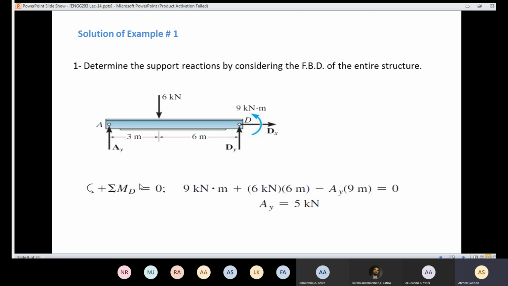But normally, we are going to calculate DX. We are going to say that the summation of Fx equals 0. You are going to find out that DX is going to be 0. Also, we can find the value of DY by applying the equation that the summation of the forces about the y-axis equals 0, or you can take the moment about point A. So now we finish the first step. We calculate the reaction AY.